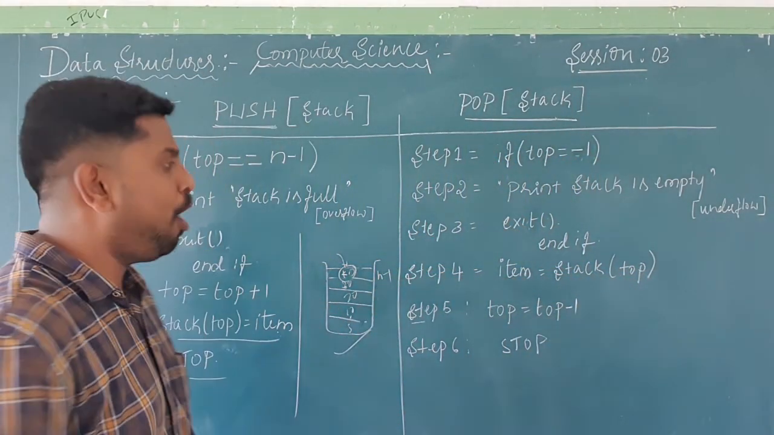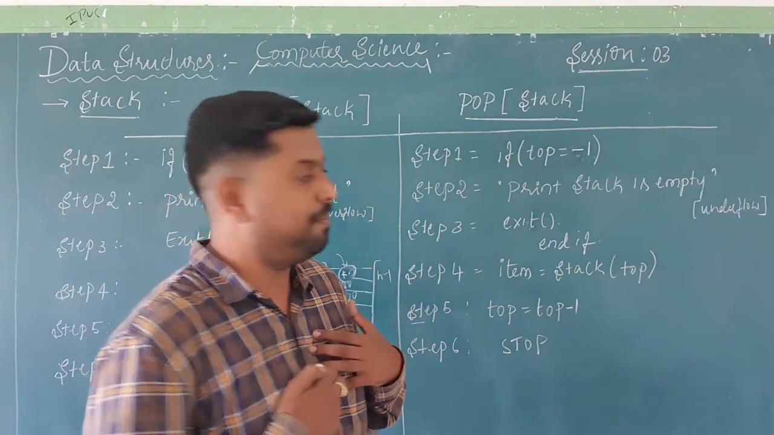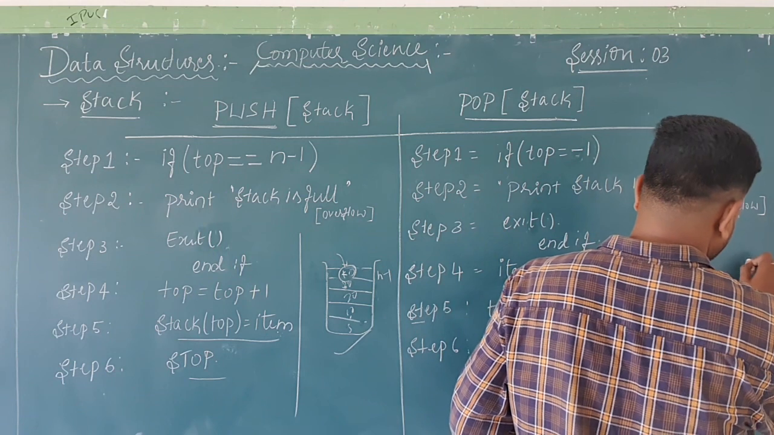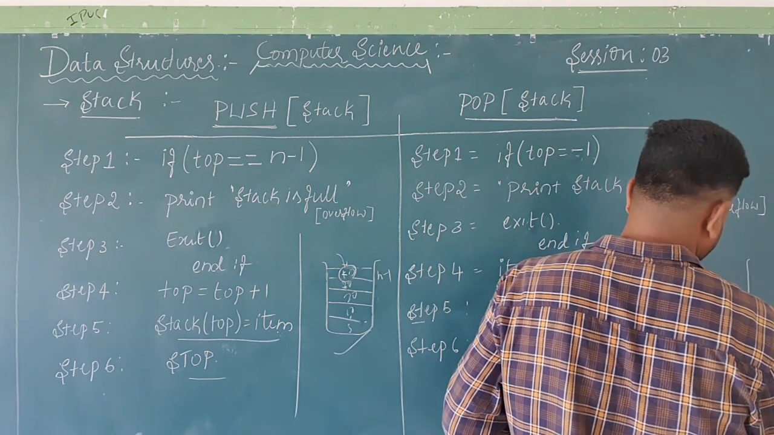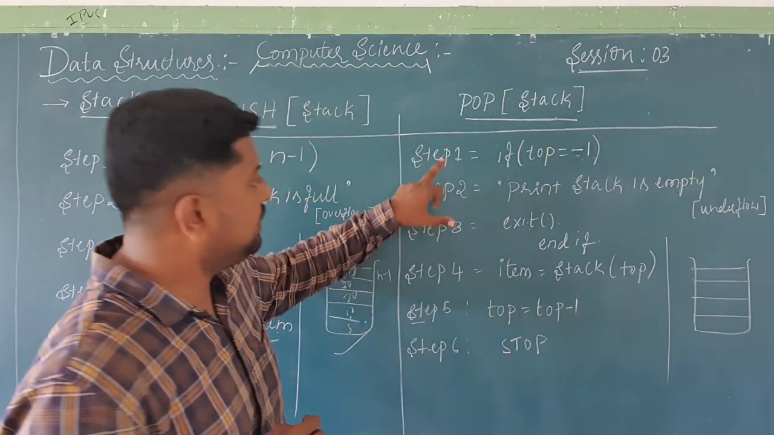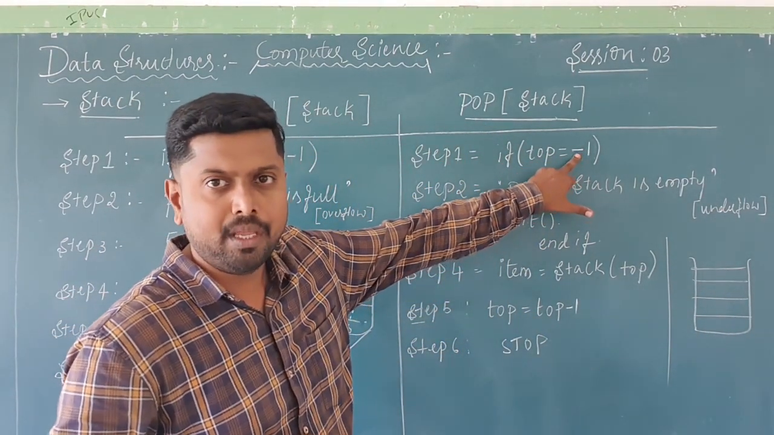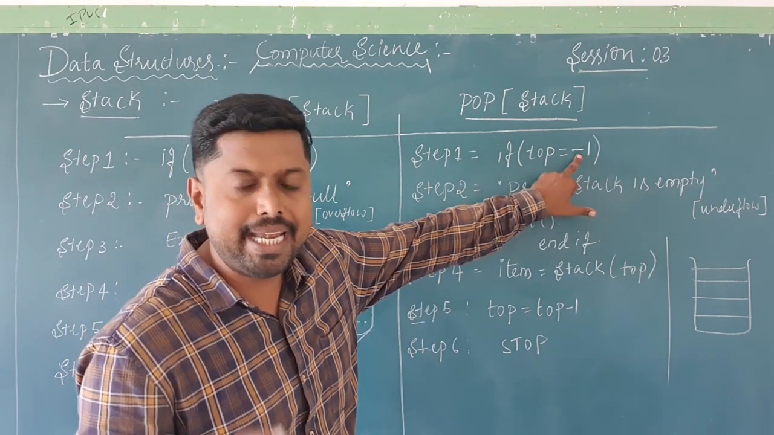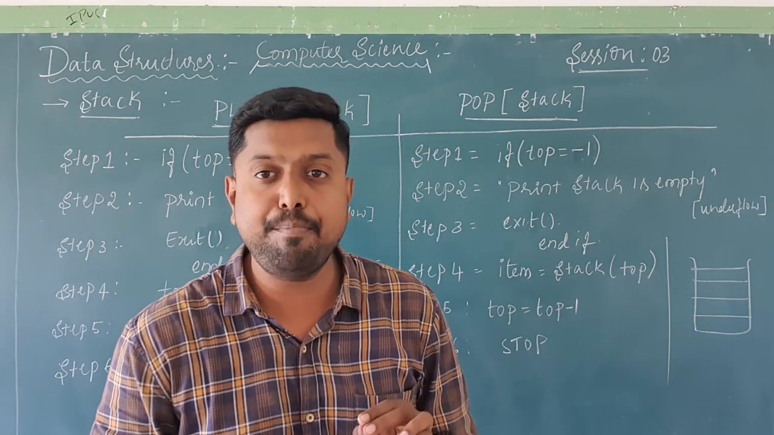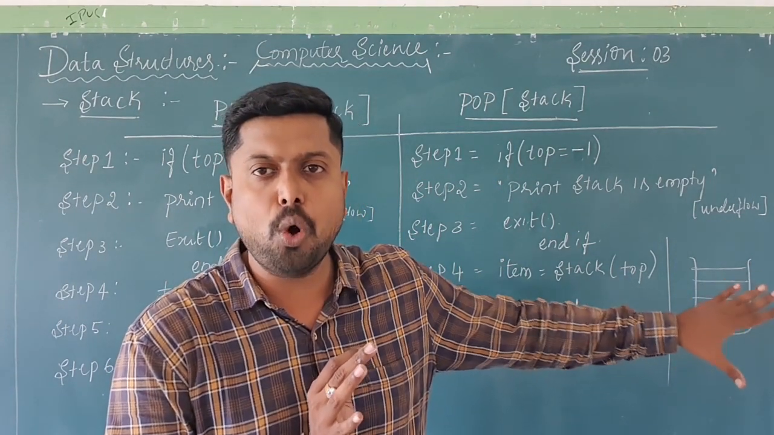Then coming to the pop. Pop of an element. We should remove one element. Here also we need some diagram. See here, also one stack is there. Right. Step number 1, if top is equal to -1. What does the -1 indicate? -1 indicates an empty stack. In that particular stack, there is no element.